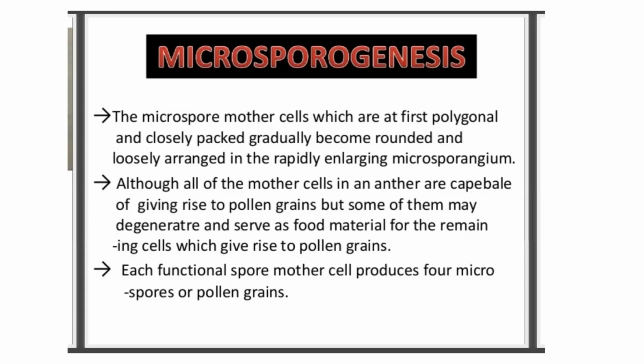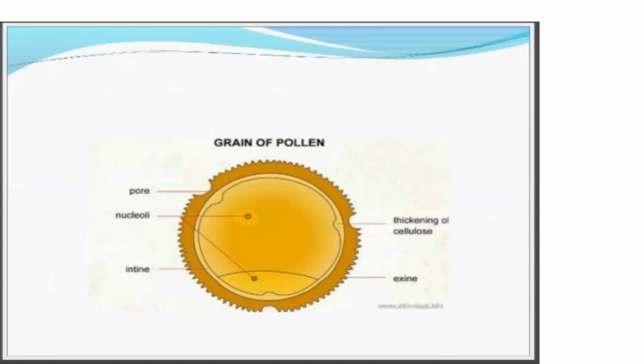After their release from the tetrads, whether tetrahedral, isobilateral, decussate, T-shaped, or linear, the microspores are referred to as pollen grains. The pollen grains are minute in size. This is the pollen grain.